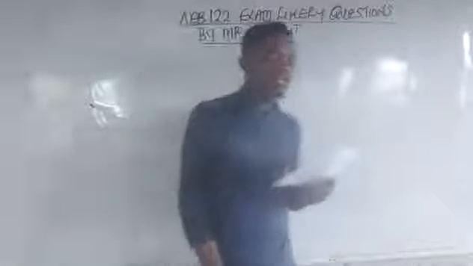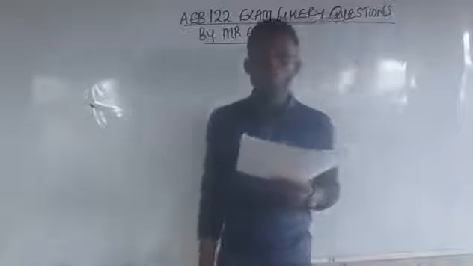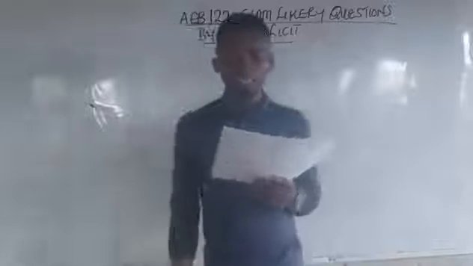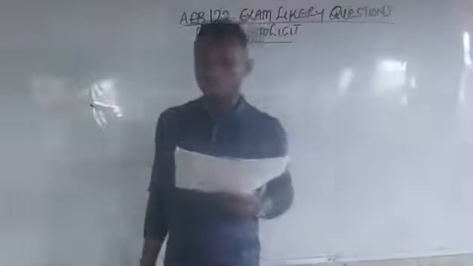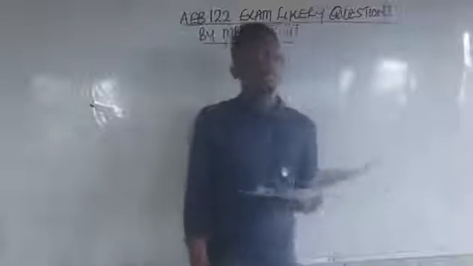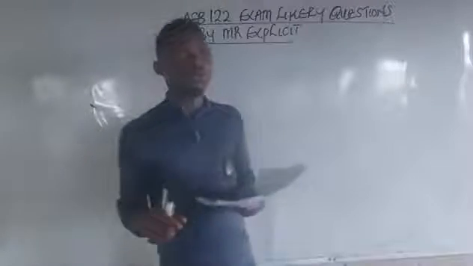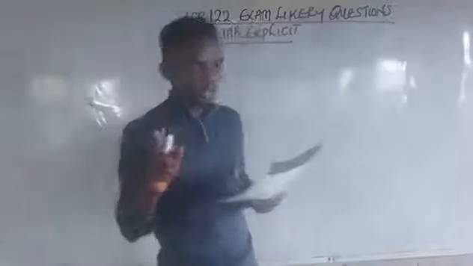Number 6, species give rise to new species through, is it reproduction? Is it specialization? Is it speciation? Is it conjugation or schizogony? The answer is speciation. So species give rise to another species through a process called speciation. Please take note of that.